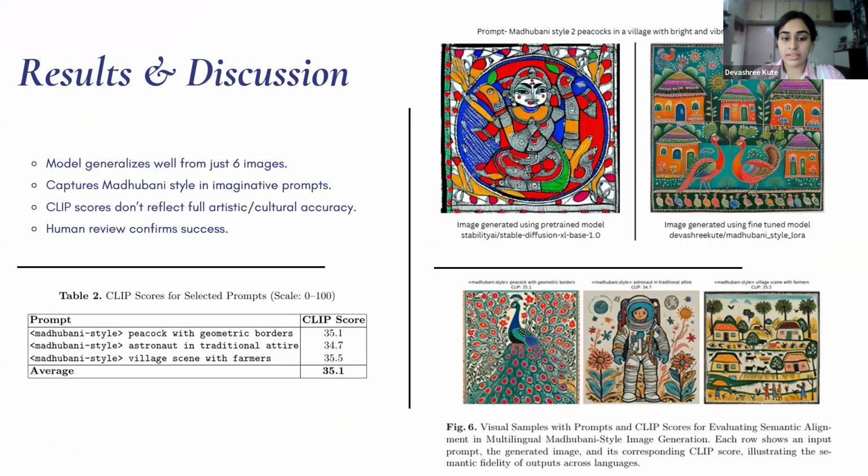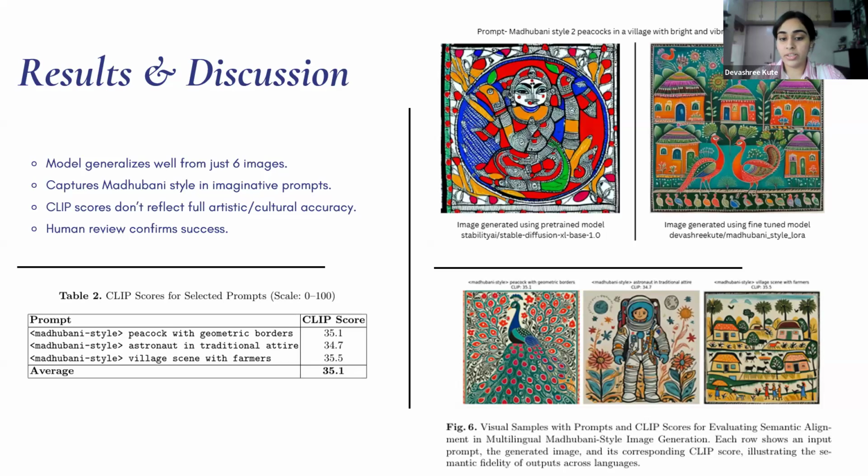So you can see here the generated images from the same prompt, that is, Madhubani style peacock in a village with bright and vibrant colors. The first image here is generated using the pre-trained model, that is Stable Diffusion XL base. And we have another image generated using the fine-tuned model, which is Madhubani style LoRA. And you can clearly see the difference between these two images.